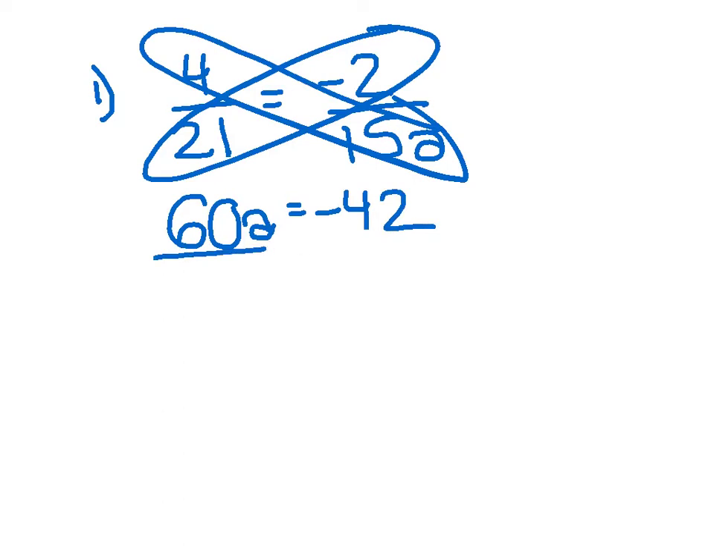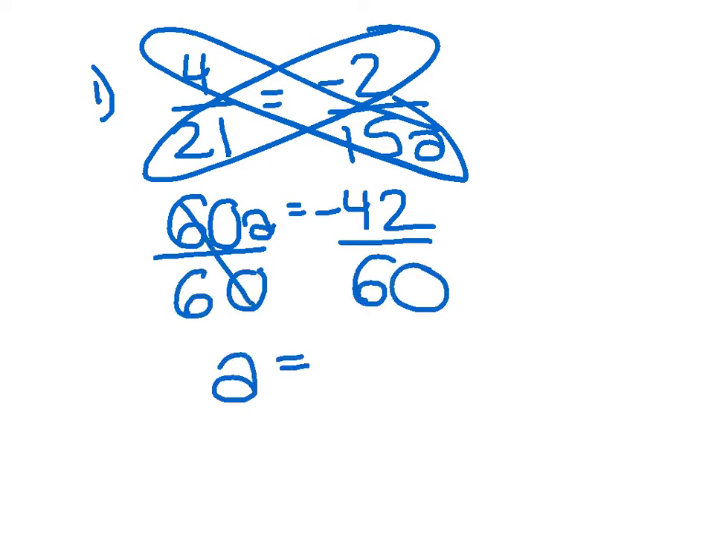Then to solve for a, I need to divide both sides by the same number. So I'm going to be dividing by 60. And that leaves me with a is equal to negative, and you can leave it as a fraction. Divide both numbers by the same factor of 6. So 42 divided by 6 is 7, 60 divided by 6 is 10. So you can leave your answer as -7/10, or if you want to write a decimal, -0.7.